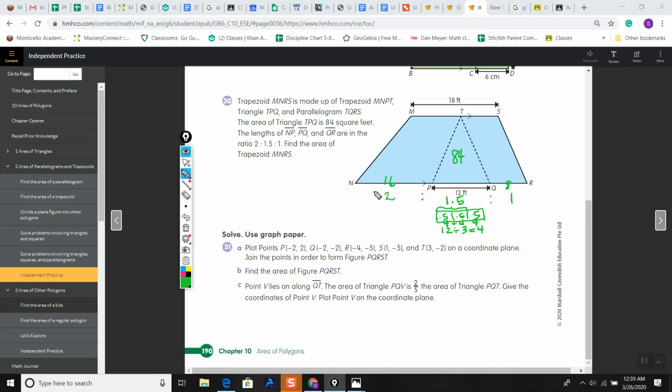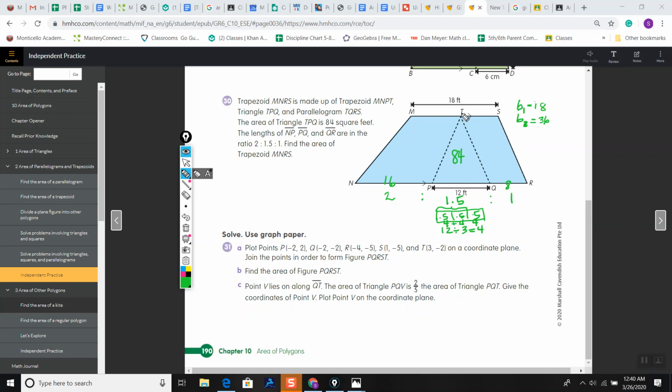Now we know the length here, so our base 1 is right here, it's going to be 18. And our base 2 is these numbers added together: 16 plus 12 plus 8. I know that 12 plus 8 is 20, and then plus 16 would be 36. So now I have a base.